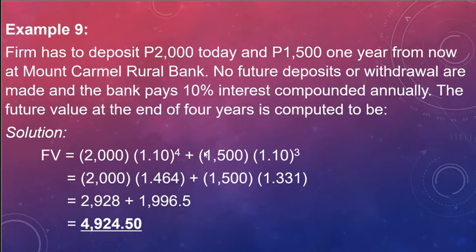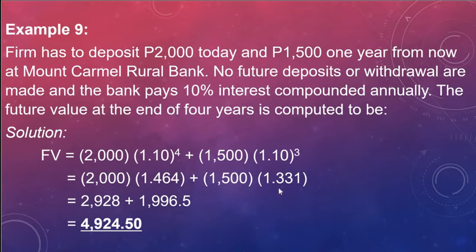Now, the second one, the 1,500 after 1 year. This 1,500 was deposited in the bank after 1 year. So how is its future value computed? That's 1,500 times 1 plus i raised to the power of n minus t. Our n is 4, and our t is 1, because it is after 1 year. So therefore, only 3 remains. 4 minus 1 equals 3.